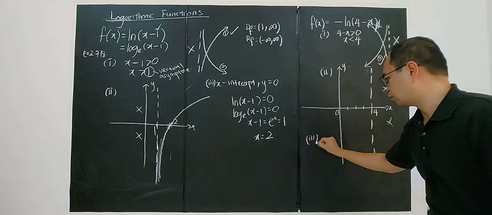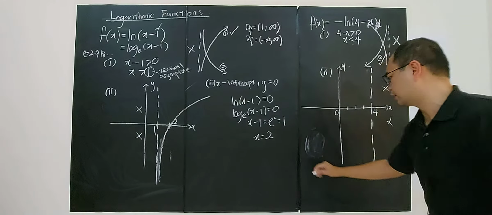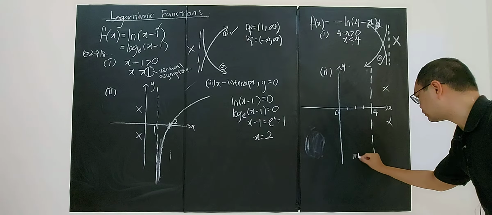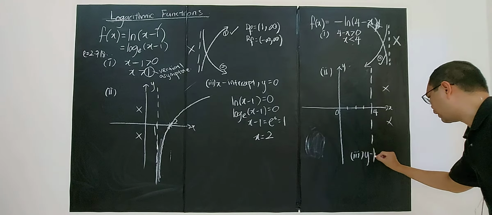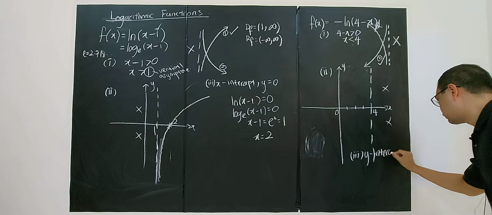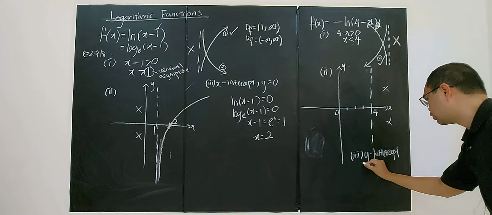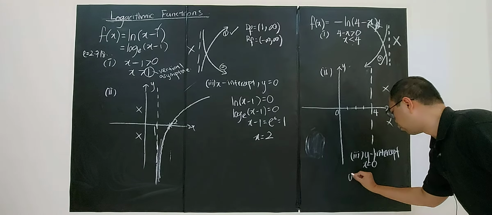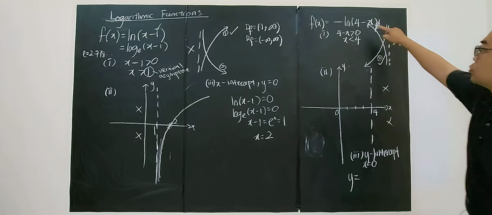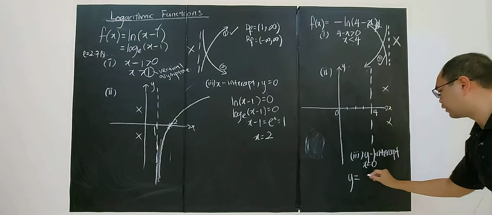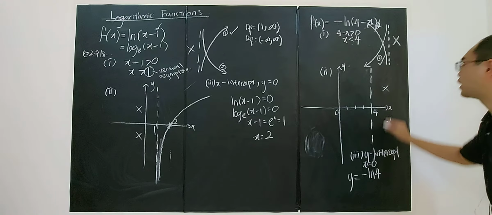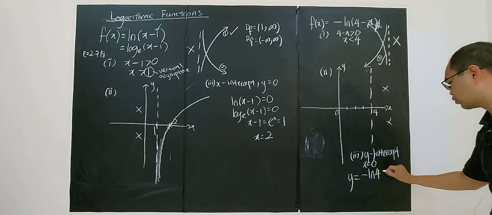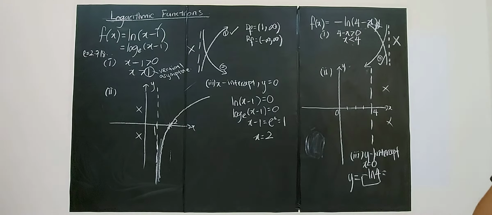So third, you find the y-intercept. Okay, I'm writing here. The third step is finding the y-intercept. To find the y-intercept, your x has to be 0, right? So your y equals, substitute the 0 into the equation. So you have negative ln of 4 minus 0, which is 4, right? This one you can get the value from the calculator.